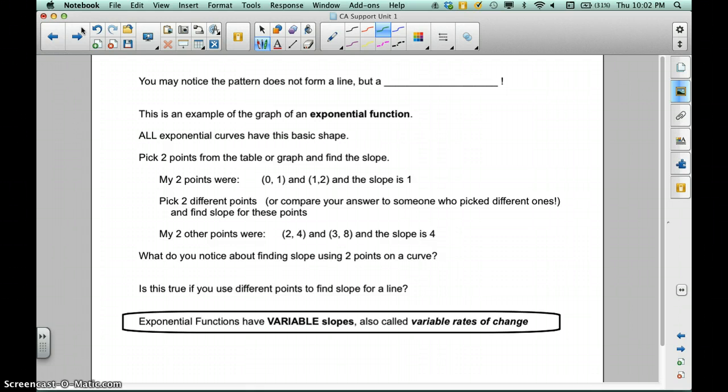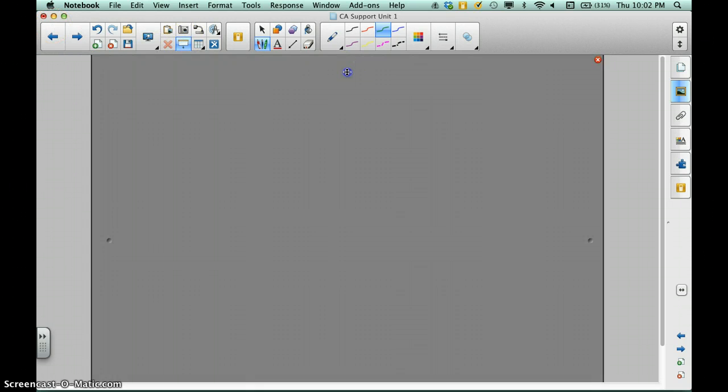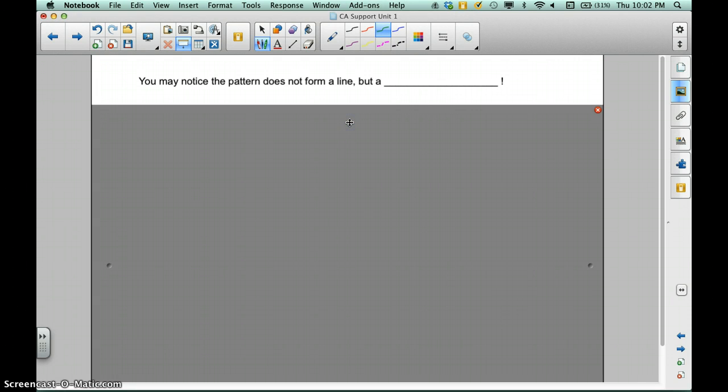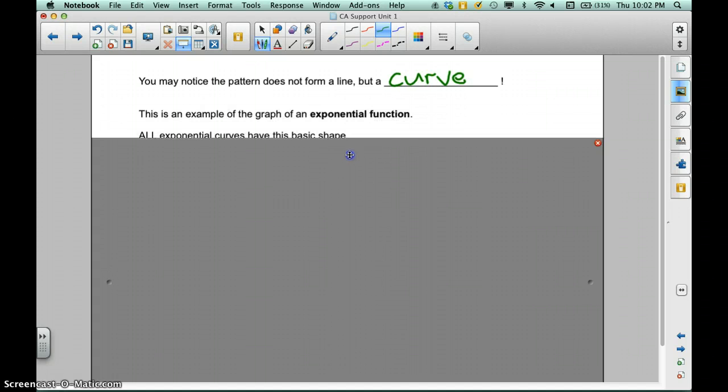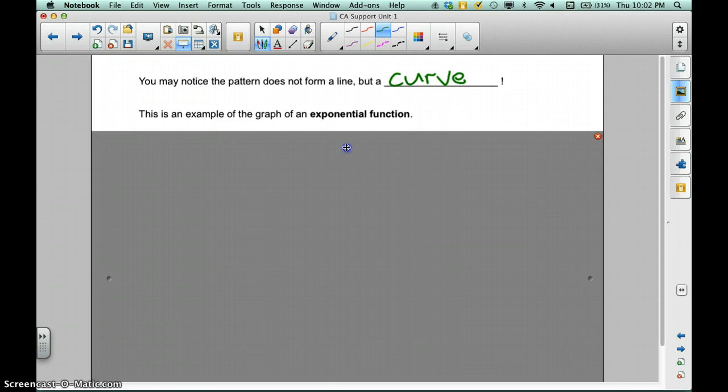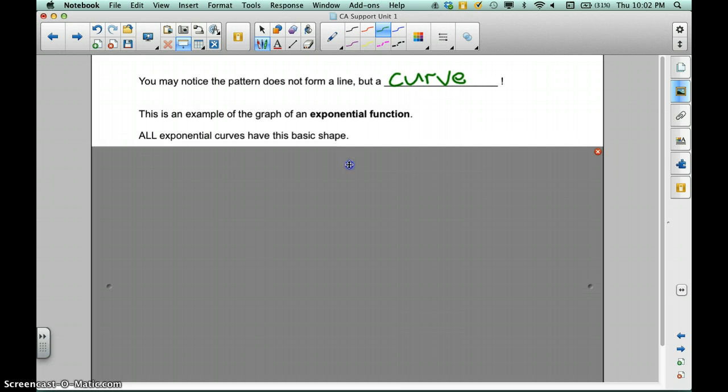Now, I want to ask you a few questions. Let's start just at the top of the screen here. You might notice the pattern doesn't form a line. What does it form? We would say it forms a curve. Okay, so this is an example of the graph of an exponential function. It's a big word. Practice saying it. Say it correctly. Exponential is the word.